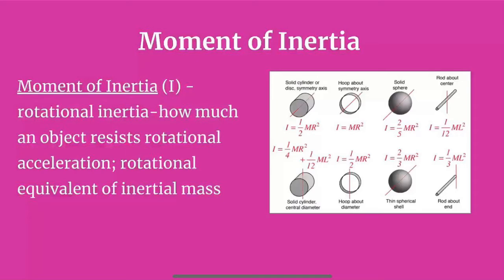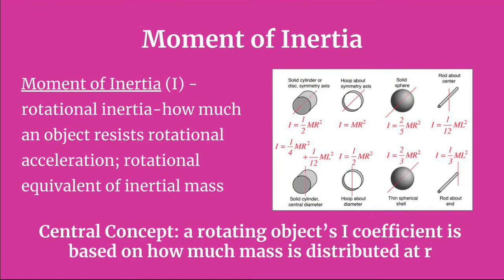However, you should notice that all of the equations follow the form of some coefficient times mass times radius squared. The coefficient is based on the distribution of mass about the axis of rotation. Basically, the farther the mass is distributed from the axis of rotation, the higher the coefficient and the larger the rotational inertia. So let's take a closer look at some examples.